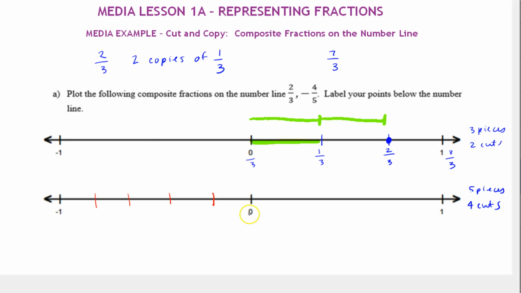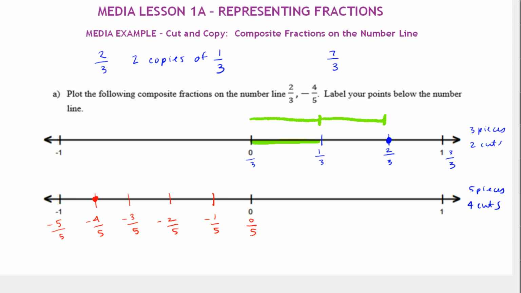So now we're going in the negative direction. So this is 0/5. Notice there's 1, 2, 3, 4, 5 pieces. So this is -1/5, -2/5. So it's 2 in the negative direction, 3 in the negative direction, 4 in the negative direction, and 5 in the negative direction, where I'm moving by a unit of 1/5. So this is -1/5, -2/5, etc. So -4/5 we can see is right here.